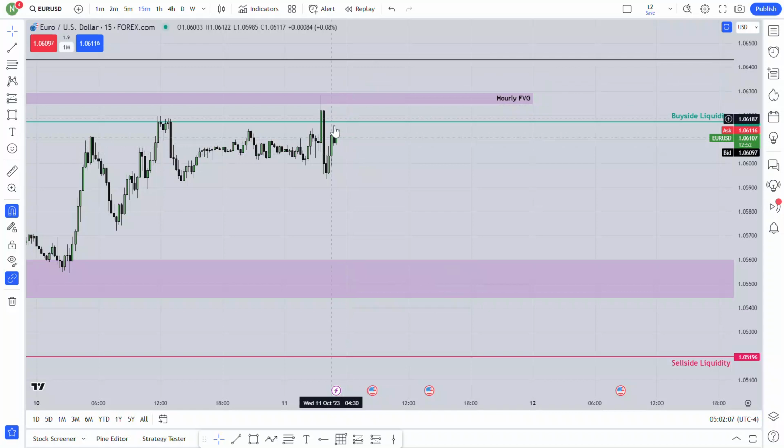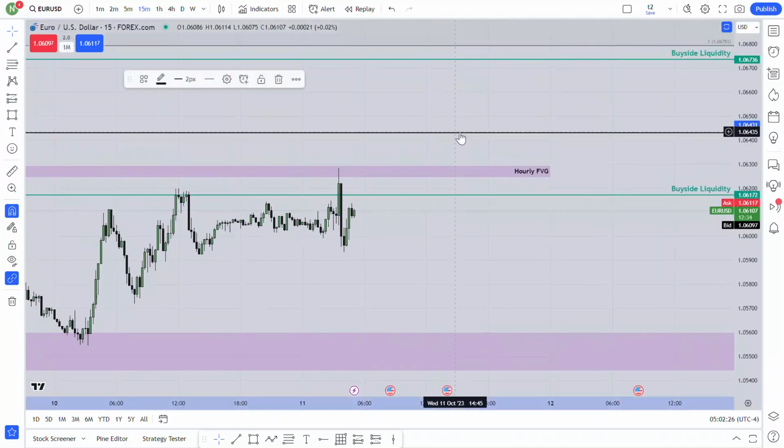So if it would like to go higher, then I will look at this high. If I see it actually has energy and a very clean run, like you see this bear run, if I see this type of run above and it went through this high, also the hourly fair value gap, then this order block level and this buy side liquidity, I'll target them.